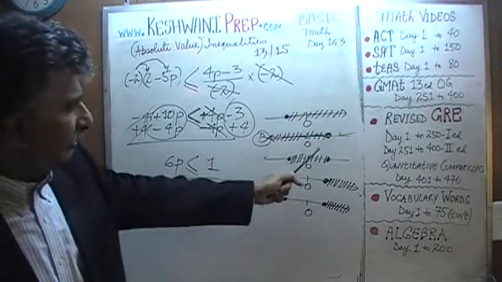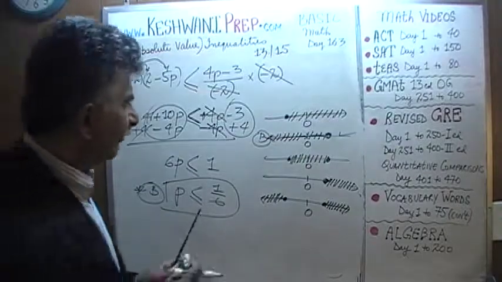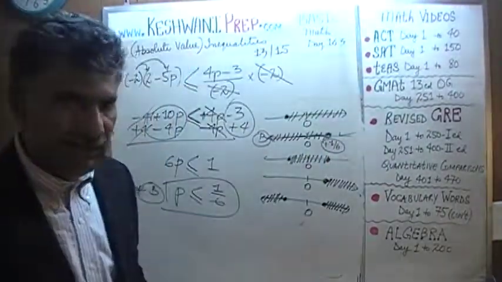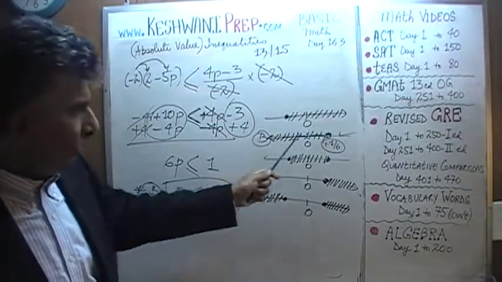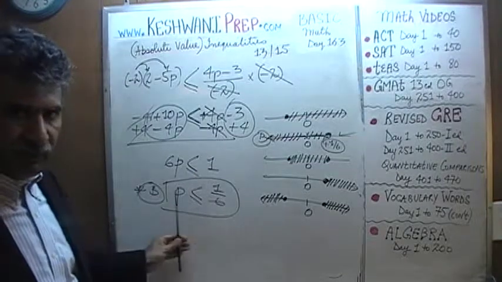Because it is less than or equal to, the circle is closed. It includes that value. So that value you see there is 1/6. It's positive 1/6. So p has to be either equal to or less than positive 1/6, all the way through. There is no limitation. It has to be to the left of 1/6. And that's that.